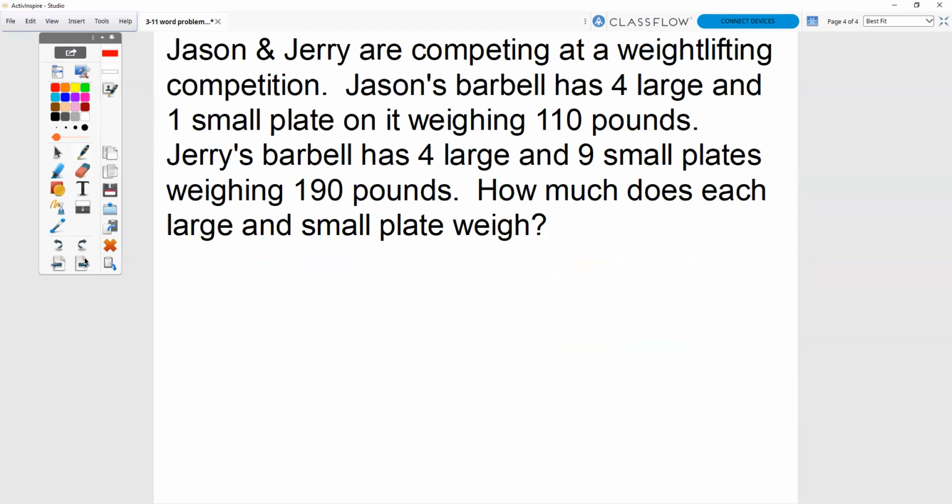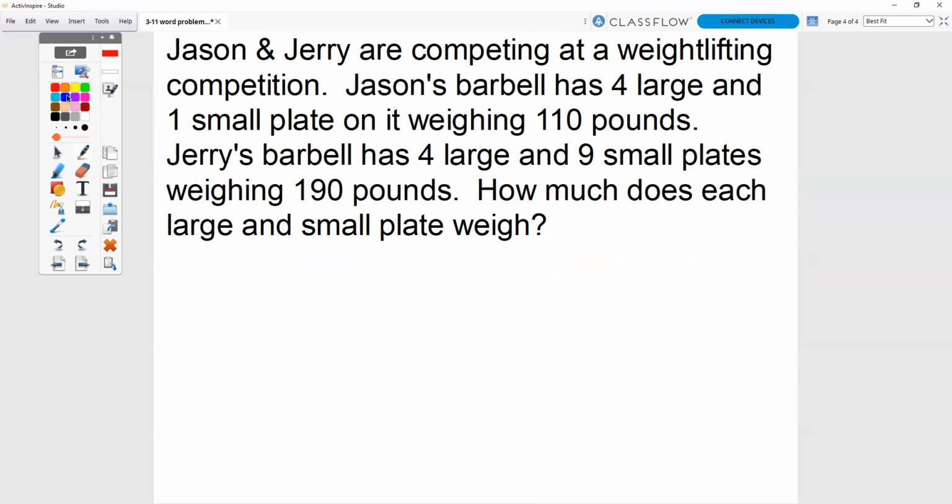In this last one, Jason and Jerry are competing at a weightlifting competition. Jason's barbell has 4 large and 1 small plate on it, weighing 110 pounds. Jerry's barbell has 4 large and 9 small plates, weighing 190 pounds. How much does each large and small plate weigh?